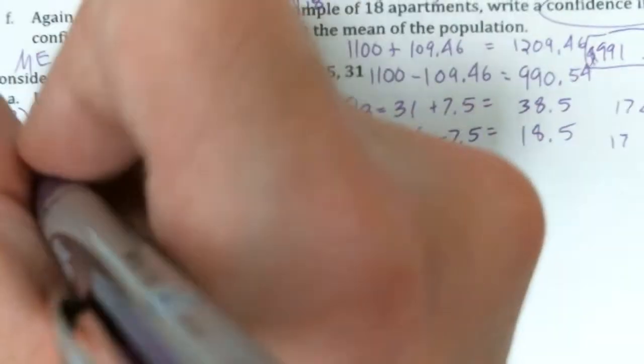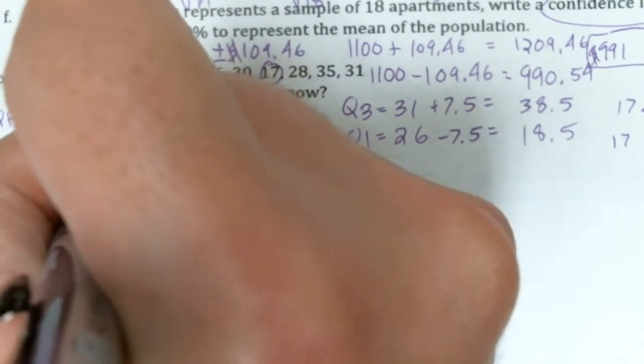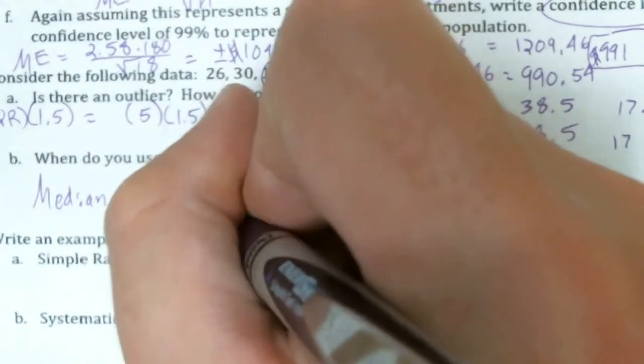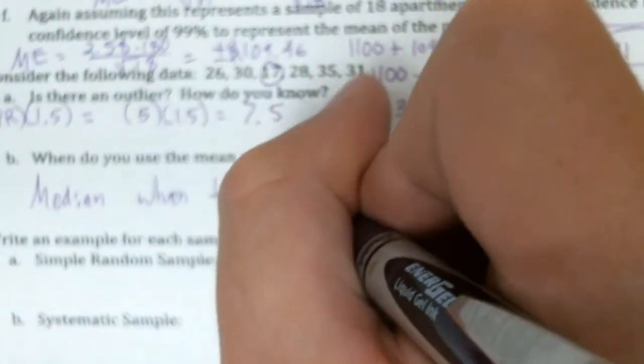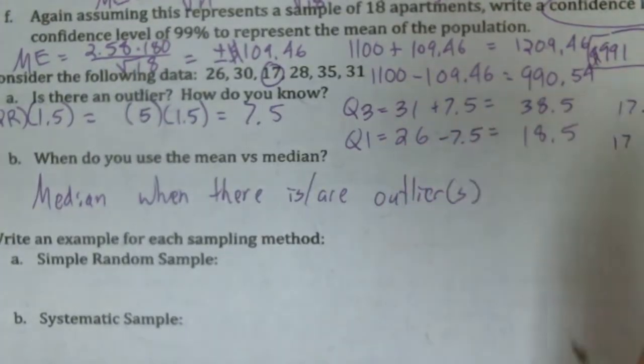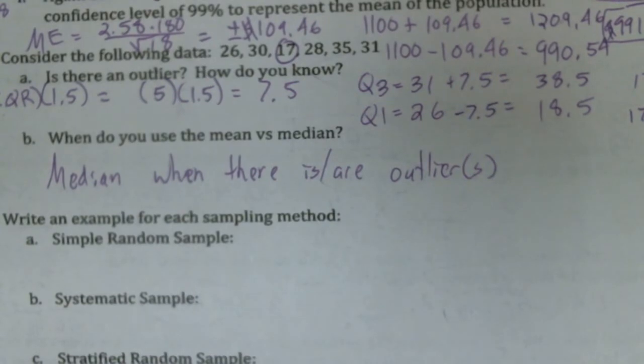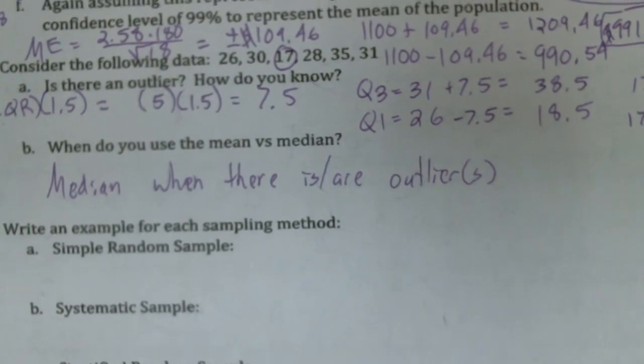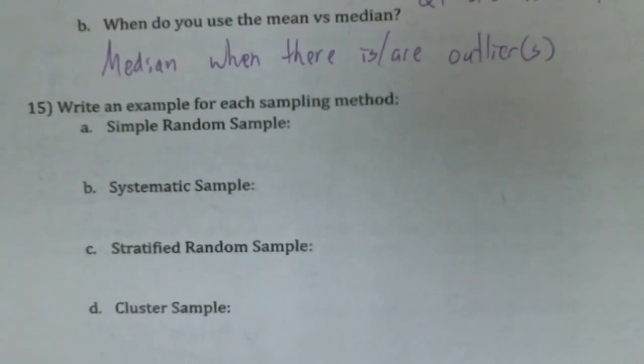Okay, this is easy. You're going to use the median when there is an outlier or outliers. Okay, you can use them if there are no outliers. Just use average. Use the mean. That's fine. All right, home stretch here. The last 4 on the sample stuff.